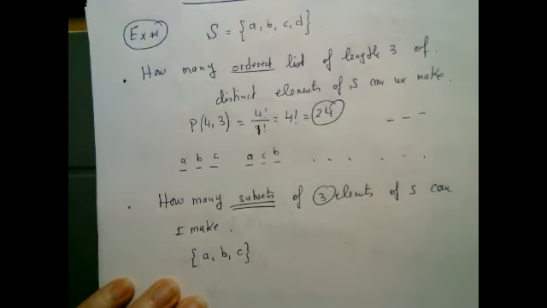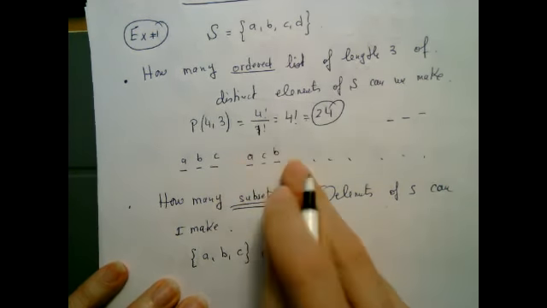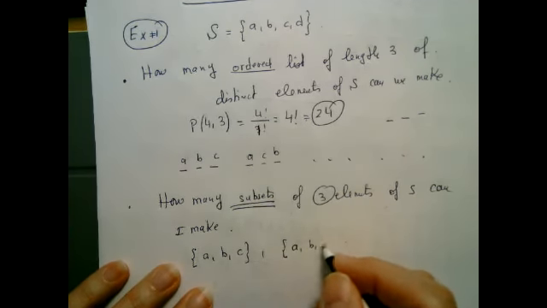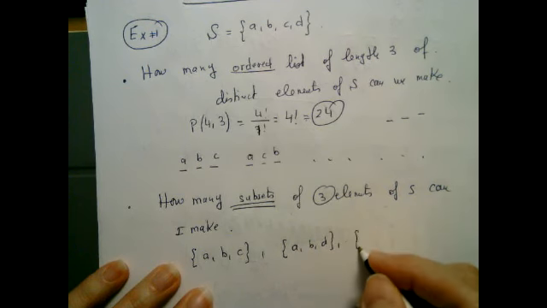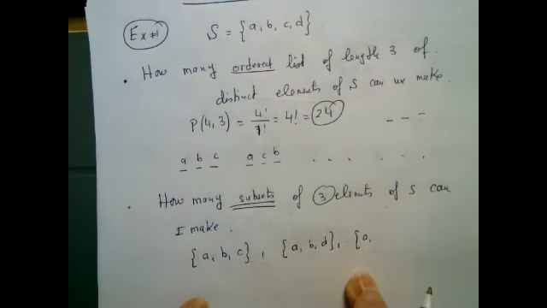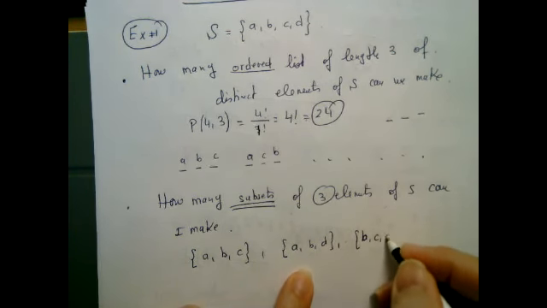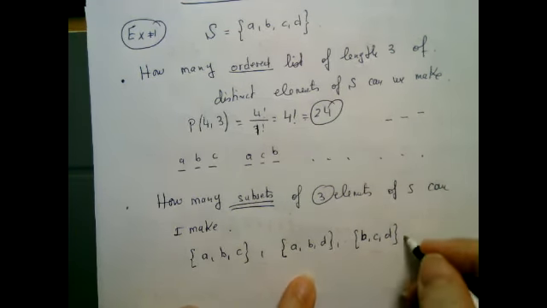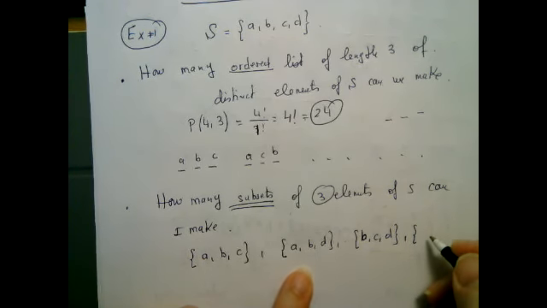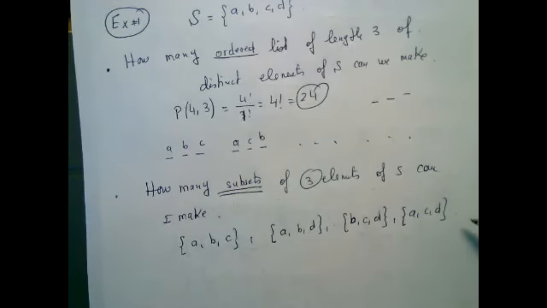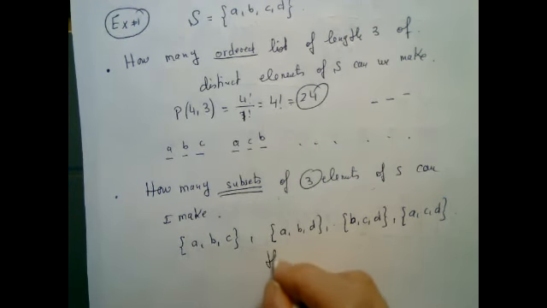A, B, C, that's a subset. ACB is the same subset, so I don't care about that. Then I can put ABD, that's a subset. And then ABC, ABD, okay, I'm done with that. Now I can take B, C, D, that's another one. And what one will be left? I can make ACD. Can you think of any other subset that I'm missing? Okay, so there are 4 of them.